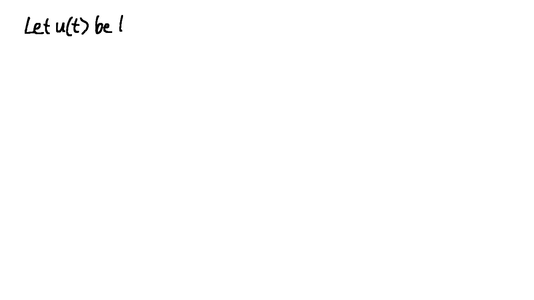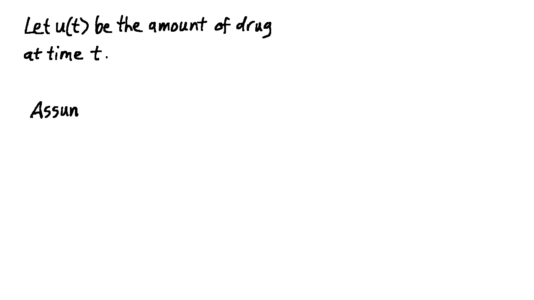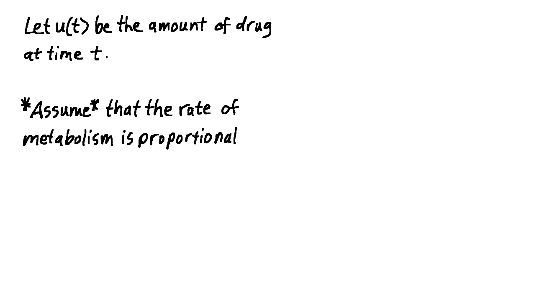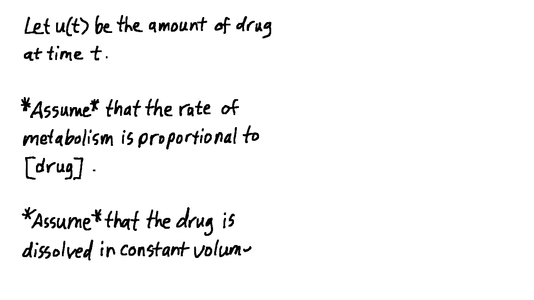Let U of t be the amount of drug, say in milligrams, in the patient's system at time t measured in hours. The concentration of the drug in the patient's system is diminished over time because it's metabolized. We'll assume that the rate of metabolism can be modeled as a first-order kinetic process. In other words, we'll assume that the rate of metabolism is proportional to the concentration of the drug itself. We'll also assume that the drug is dissolved in a constant, well-mixed volume.